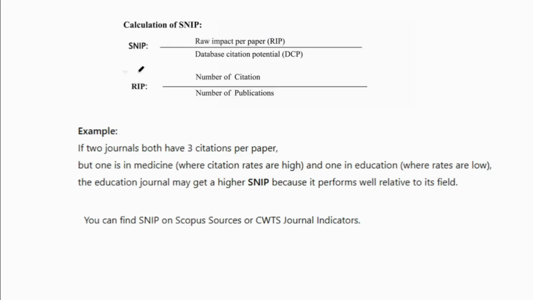This is the formula to calculate SNIP. SNIP is equal to raw impact per paper divided by database citation potential. So raw impact per paper is number of citations divided by number of publications. To understand this, we will take one example. If two journals both have 3 citations per paper, but one is in medicine where citation rates are high and one in education where rates are lower, the education journal will get a higher SNIP because it is performing well relative to its field. Like SJR and CiteScore, you can find SNIP on the Scopus source page or CWTS journal indicators.